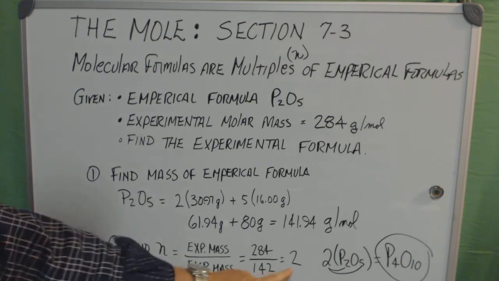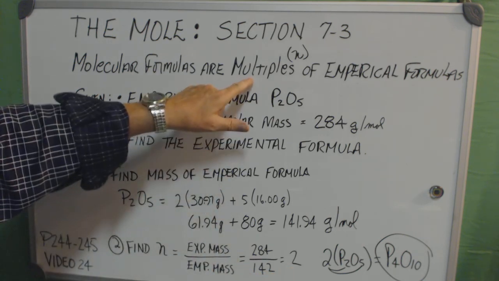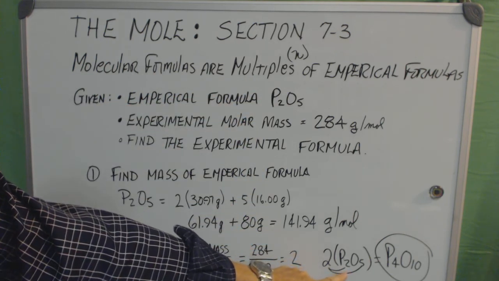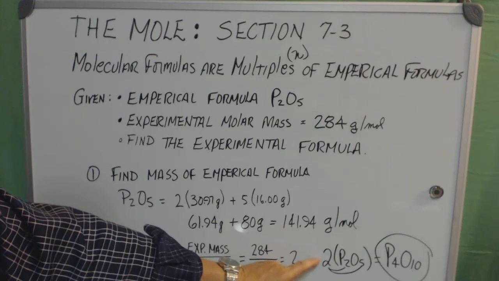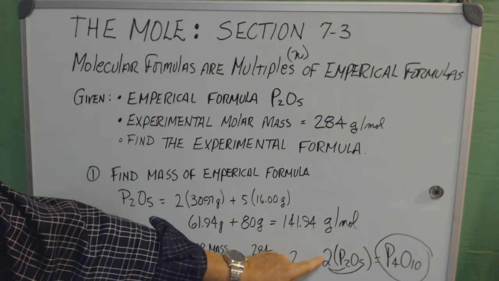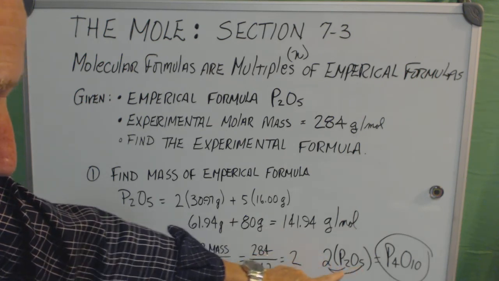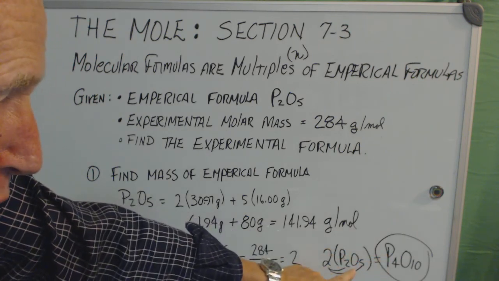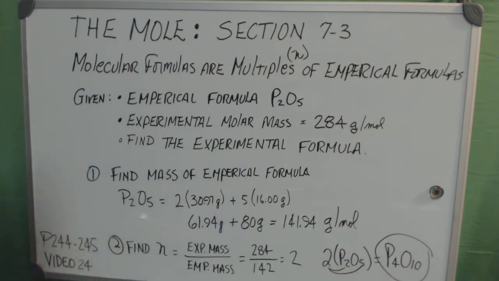I take that whole number, that's my multiplier, and I take my original empirical formula and multiply everything by 2. I distribute the 2 across it, and 2 times 2 is 4, and 2 times 5 is 10. I get P4O10. That's my final molecule.